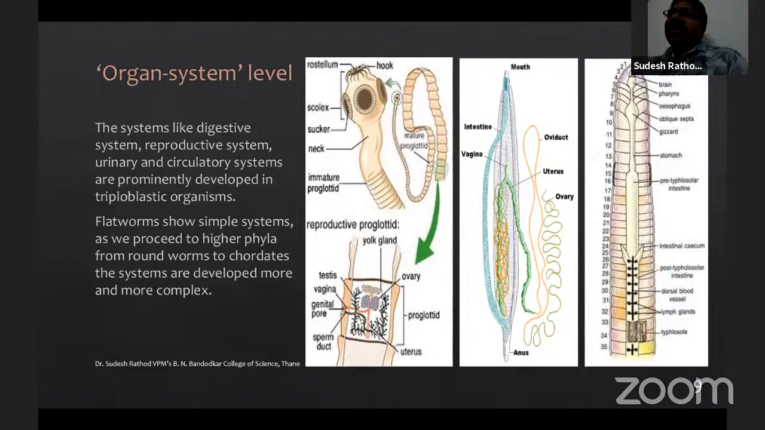All are triploblastic, but there is a difference. The first one, Platyhelminthes, is acoelomate. The second one is pseudocoelomate, and the third one is true coelomate. We are going to discuss this in the next part. Next slide, please.